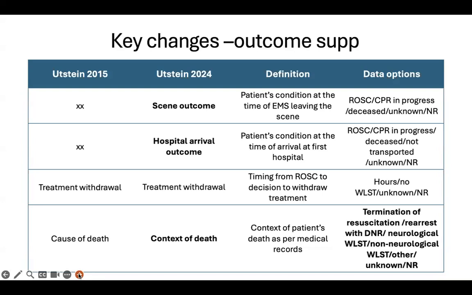Treatment withdrawal remains unchanged from previously. Cause of death has moved to context of death, and if you move over to the far right of the bottom part of the slide, this is in relation to what was the mechanism through which the person died. Was it termination of resuscitation efforts? Was it rearrest with a do not attempt resuscitation? Was it withdrawal of life-sustaining treatments for either a neurological or non-neurological reason? Were there other reasons? Is it unknown or not recorded?